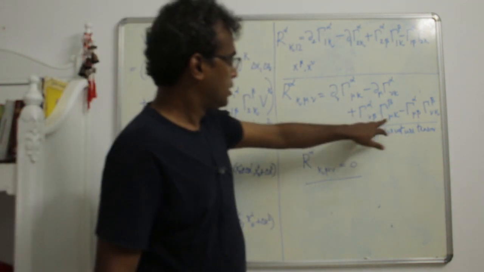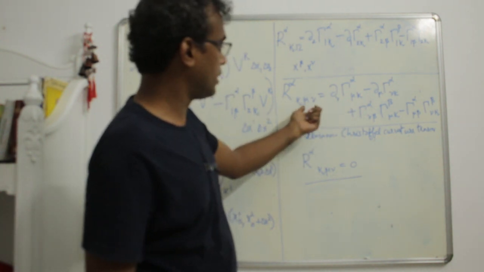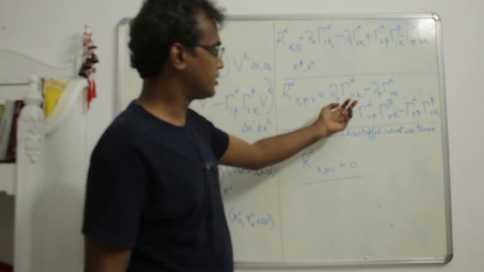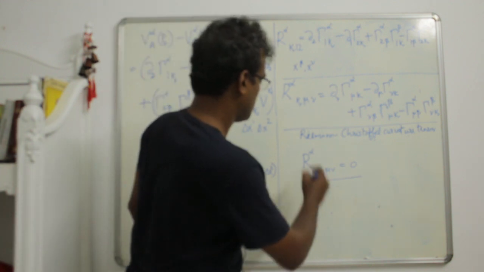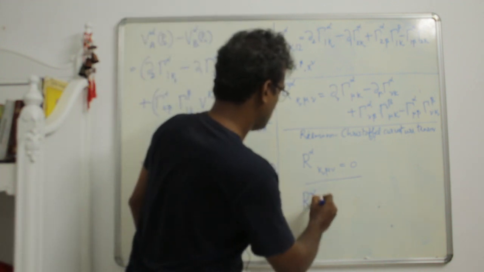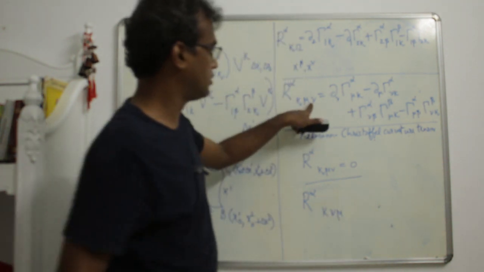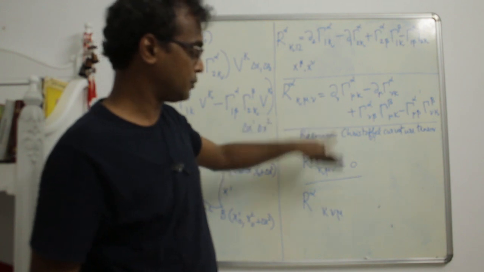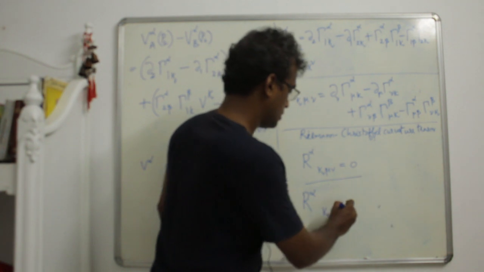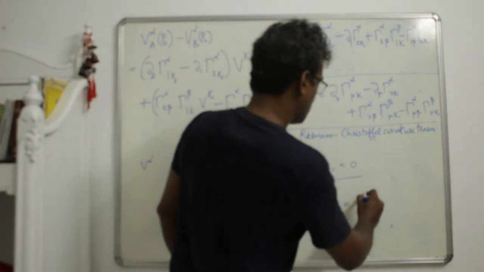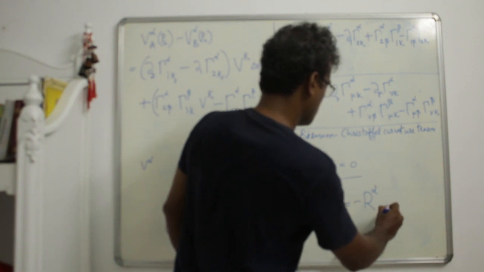Next, a couple of important properties. We can directly observe that this tensor is anti-symmetric in the last two indices. That is, if I change the respective positions of mu and nu to get R alpha kappa nu mu, that should be equal to minus R alpha kappa mu nu.